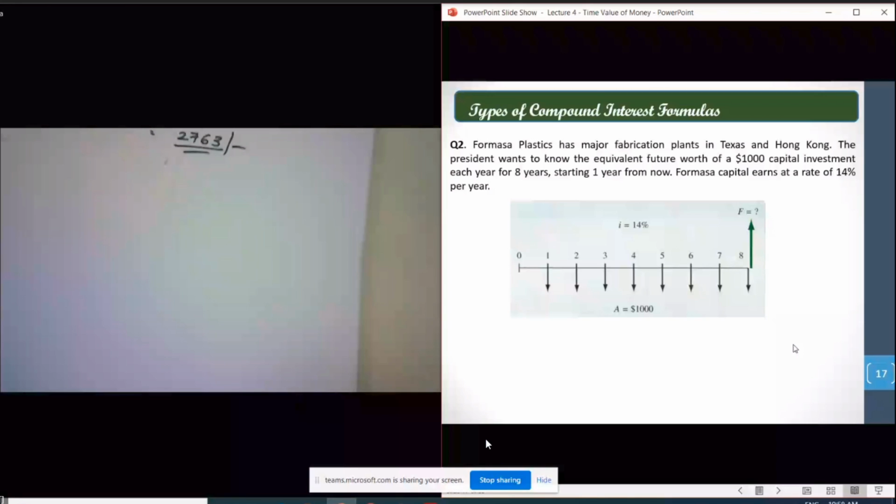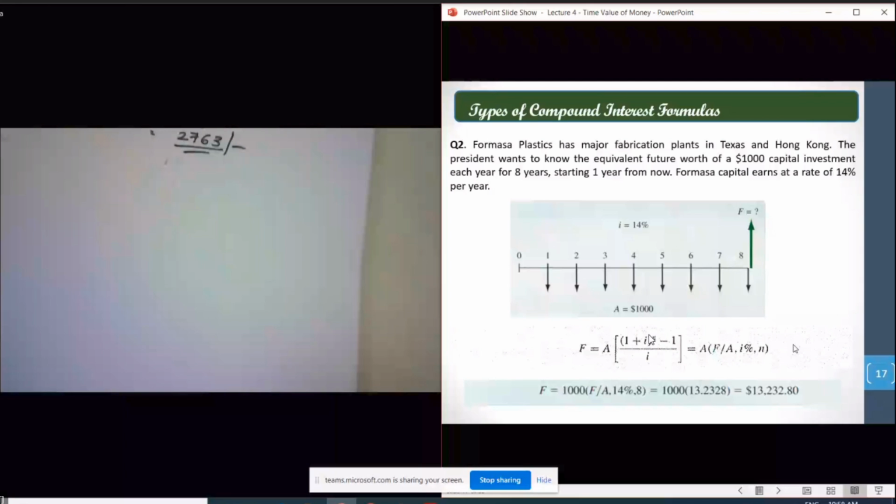Okay. So this will be the cash flow. Use the same equation, or you use the compound interest factor table to get the value for F by A, i% for a period of N. So you substitute that value. A is nothing but $1,000. F by A, interest rate is 14%. N is nothing but 8.